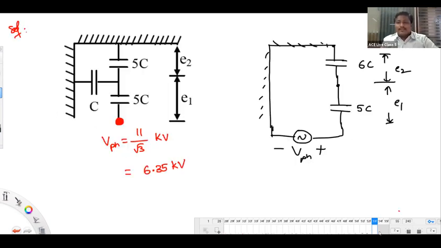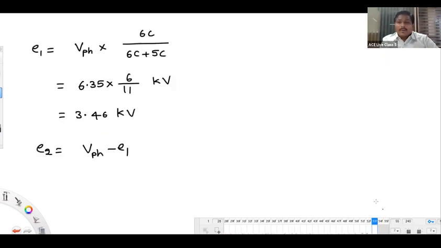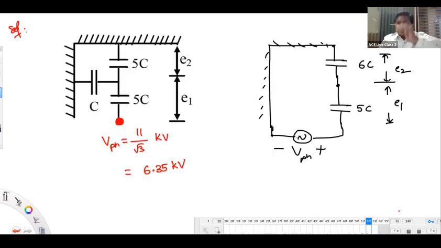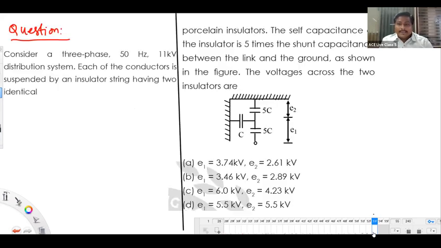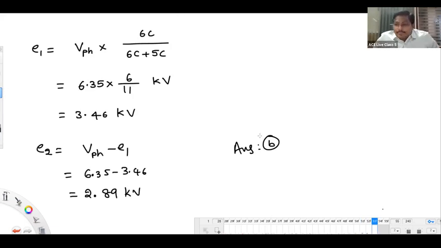Next, E2. You can write it as V phase minus E1, because the sum of these two, E1 and E2, is nothing but V phase. So it is 6.35 minus 3.46. I think you may get 2.86, or 2.87, close number. 89, okay, sorry, 89 kilovolts. So what's your answer now? E1 3.46, E2 2.89. So the correct answer from the options given will be B.